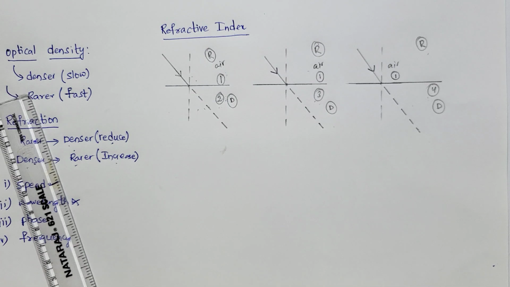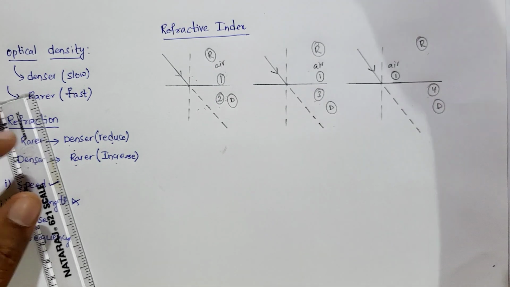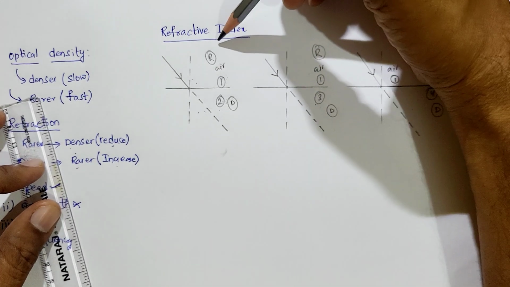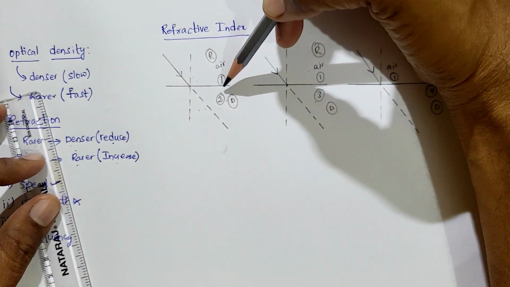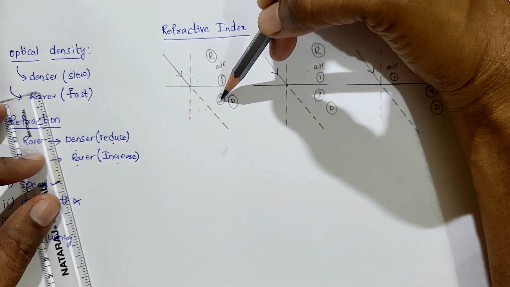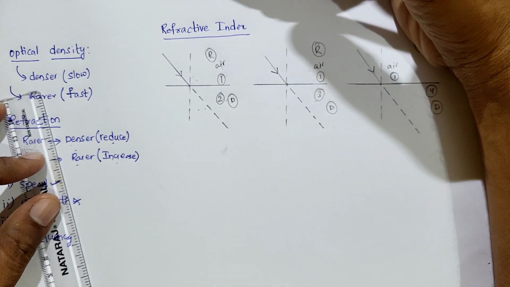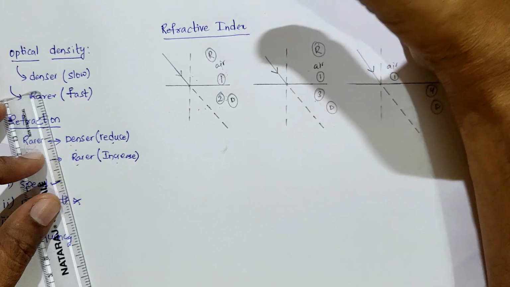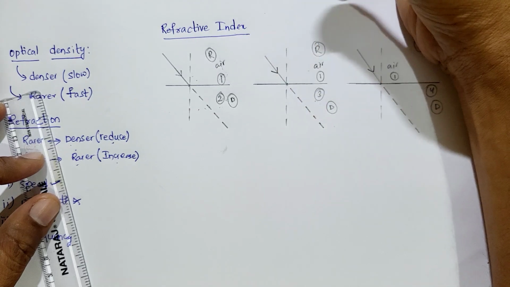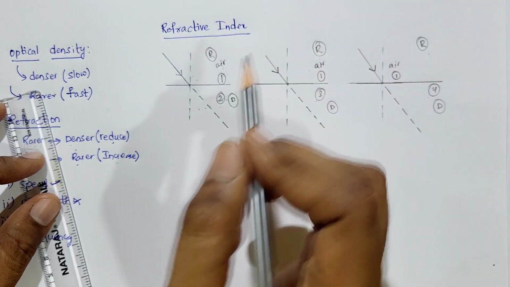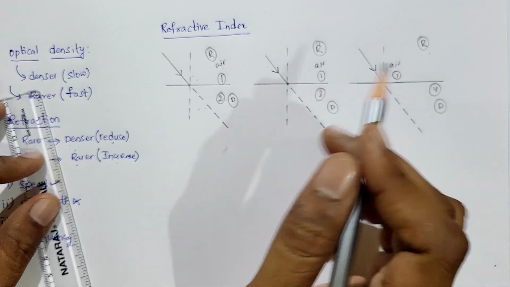You must be knowing this already, right? So when the light ray passes from rarer medium to denser medium, the refracted light ray should bend towards the normal. Yes, I accept it. But suppose the difference in optical density of the first medium to the second medium, it is rarer, it is denser. Okay, I understand. But what is the difference? What is the difference in optical density?